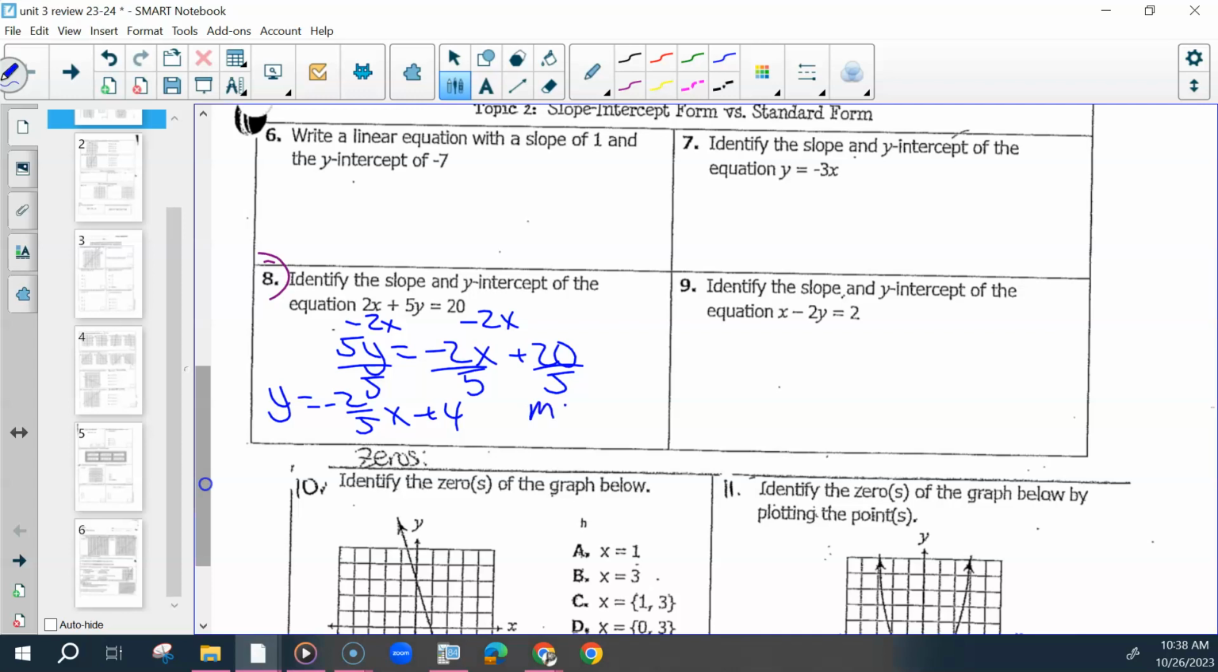But you still have to say what is your m and what is your b. So what is the slope here? -2/5. And the y-intercept? 4. Other questions on this page?